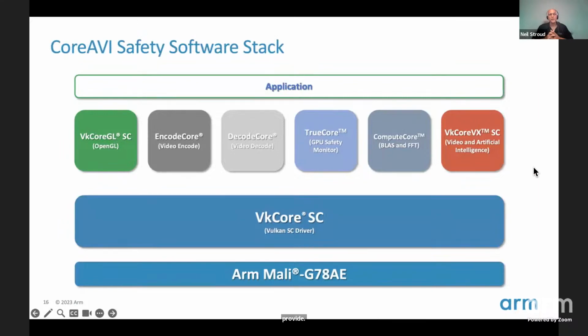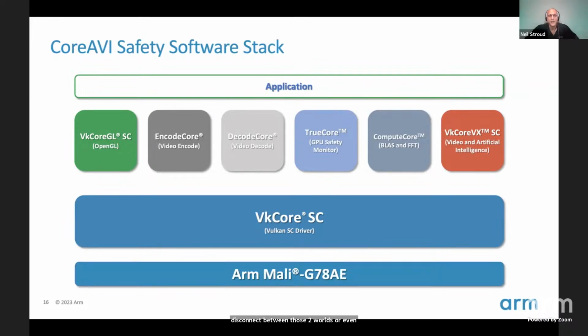So I wanted to spend a few moments talking about the CoreAVI software stack. Now, what I'll say first, of course, is we're collaborating very closely with the team from Arm on the G78AE GPU. And the benefit to the developer, as you integrate the hardware and the software together, is you want a joined up safety story. There's no point having the safety credentials or the safety artifacts from the hardware vendor, and then you try and integrate the software and there's a disconnect between those two worlds, or even in the worst case a conflict.